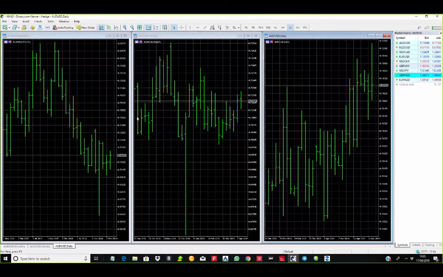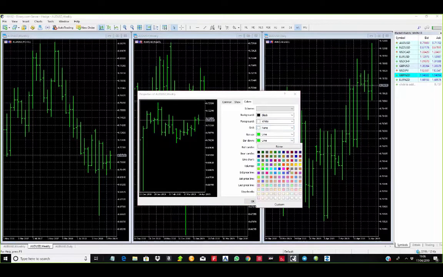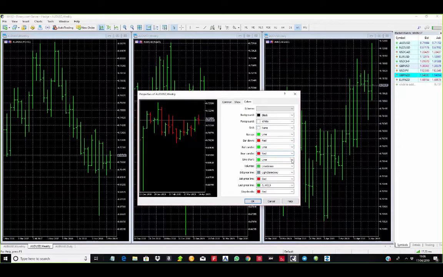Now, at the moment, still the charts could be more optimal, okay, in terms of visuals here. So what I'm going to do, I'm going to right click, I'll go to properties, and I'm going to just make these a bit cleaner. So background, keep it as black, foreground white. Grid, I don't really want a grid, so I'll take that off. Bar up, leave it as line. Bar down, I will take that and just put it as red. Bull candle, I'm going to put that as lime. Bear candle, I will put as red. Line chart, well, I don't really need the line chart. I'll put it as none. Volume, leave it as is. Bid price, that can all stay as is.